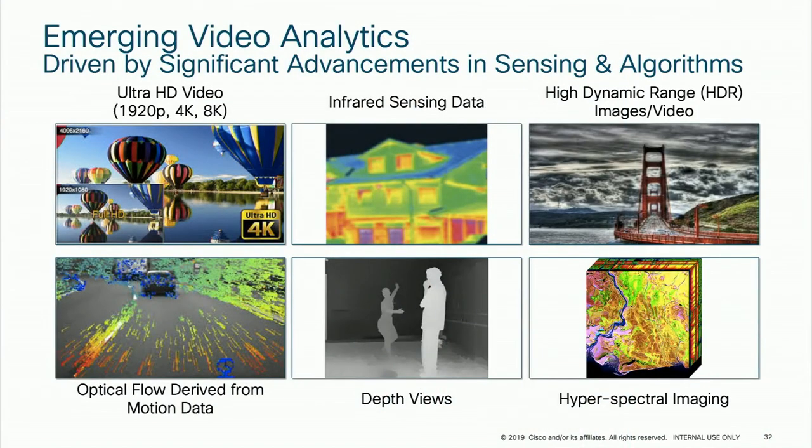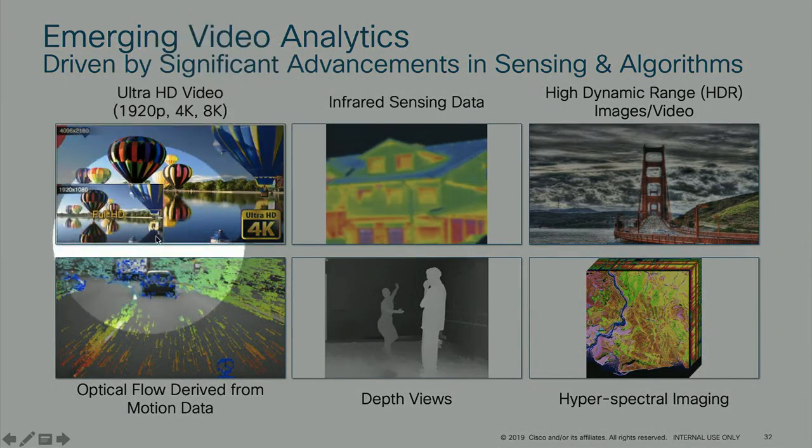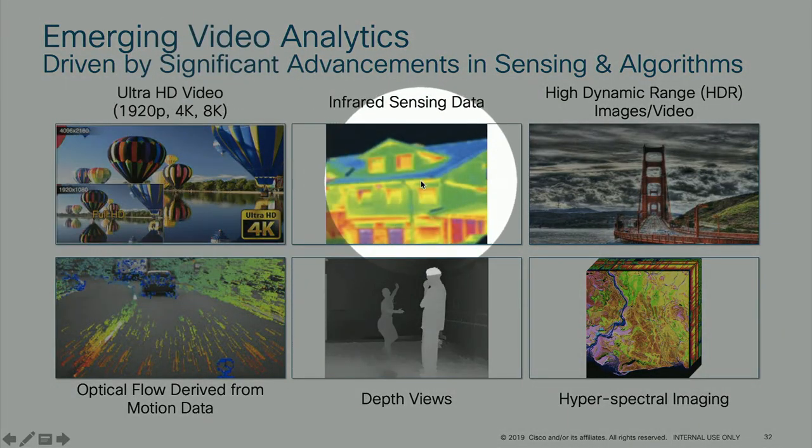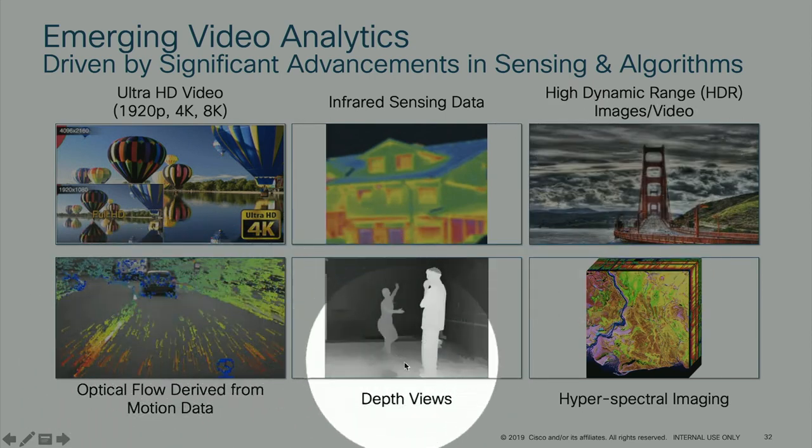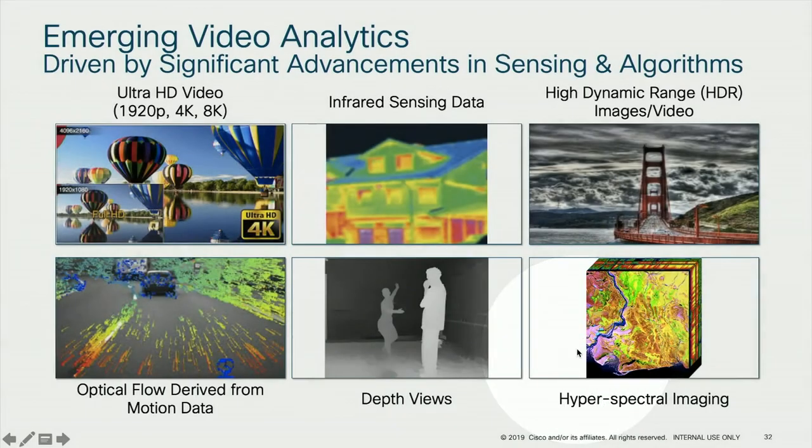As you know, there have been massive advances in video sensors as well as in deep learning to analyze this data and detect all kinds of things. And here you see a variety of video sensors. You see things like 4K, 8K video. You see infrared sensing. You see high dynamic range video. You see optical flow-based, motion-based video capture. You see depth views, hyperspectral imaging. These are really massive advances in the type of sensing capabilities we have.